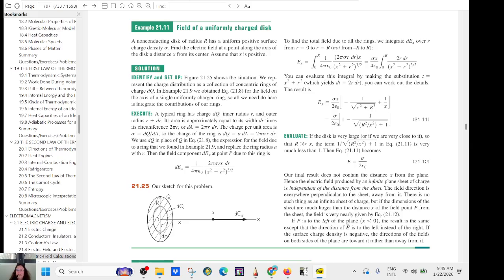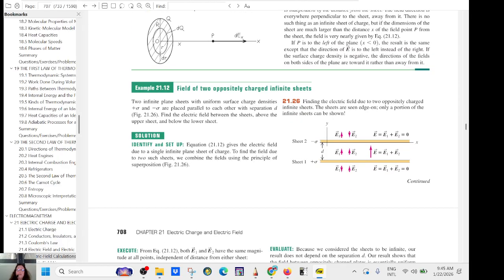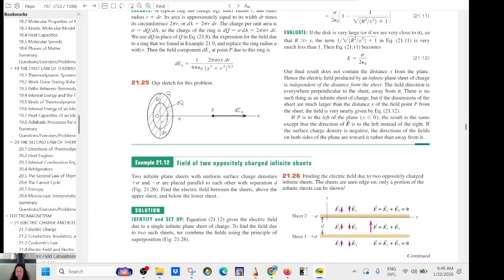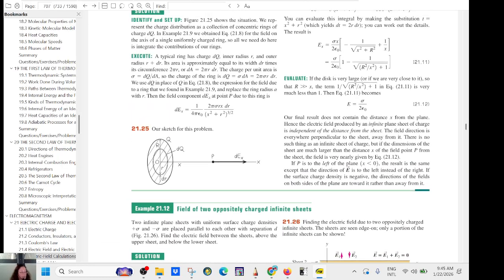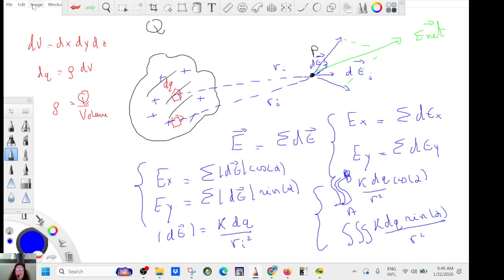Again, you cannot get the most out of this class unless you open your textbook. So it's just a short review.